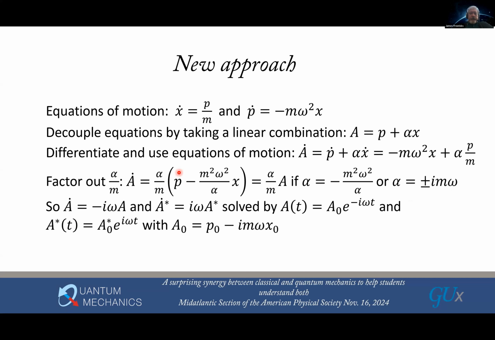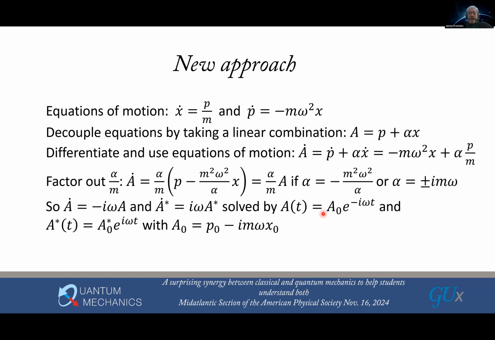So what we find using alpha over m, you see alpha over m will be plus or minus i omega. We get A dot is minus i omega A, A star dot is i omega A star. Both are solved by complex exponentials. It's one of the easiest differential equations you can solve. A of t is A0 e to the minus i omega t, and A star is A0 star e to the plus i omega t.